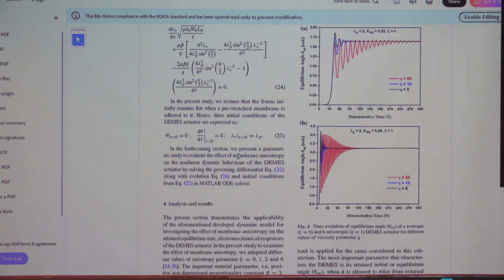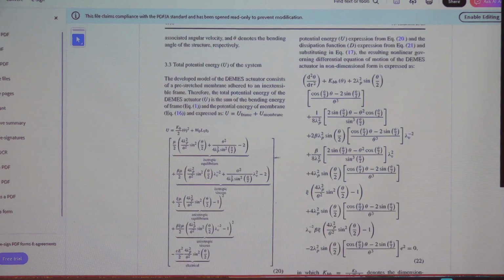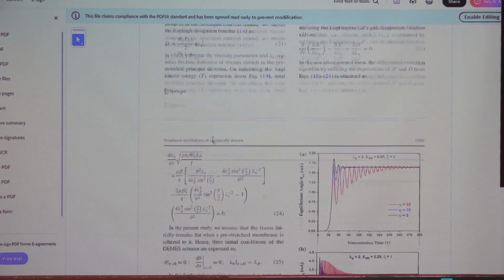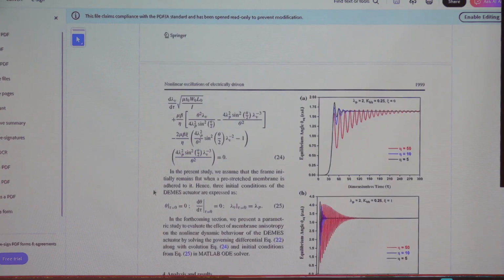Now I will show you a basic glimpse of how we work with MATLAB to solve this complicated equation. One equation is this big one: d square theta by dt square plus this big expression. The other things are the evolution equation and the initial condition. So I will stop my screen share. Now Ankush, you can share.